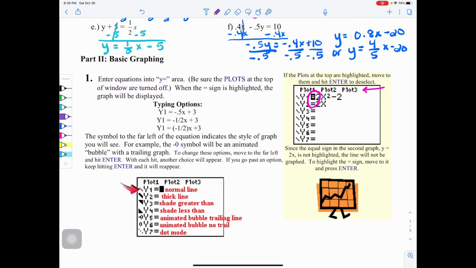Now let's look at the typing options that we see here. The example they're using is the equation y equals negative 1/2 x plus 3. So there are a couple different ways, actually 3 different ways, that you can type it into your graphing calculator. If it's a nice decimal, meaning the fraction changes into a nice rational number that is a terminating decimal, you could convert it and type it in as that. So that's what the first line is doing, negative 0.5x.